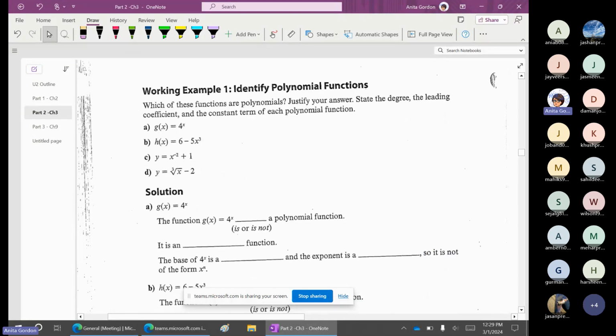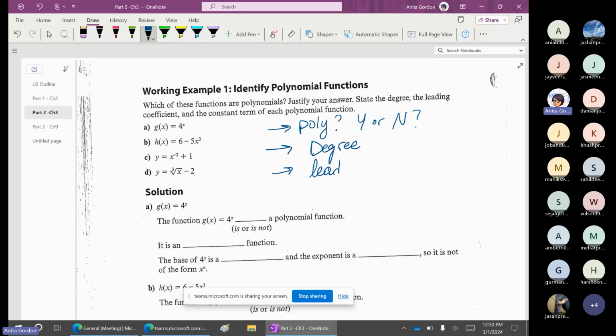So in our next example, I've given you 4 equations, and using the rules, I want us to identify, is it a poly? Yes or no? What is the degree? What is the leading coefficient? And what is the constant?